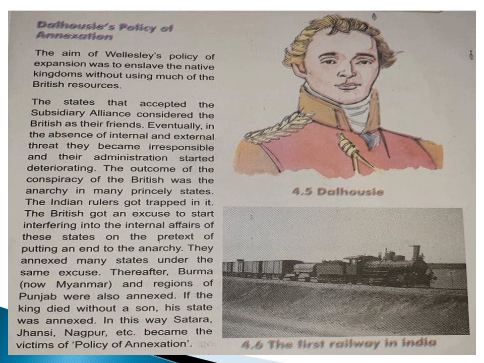The British started to interfere in the internal matters of the states. They annexed many states. If the king died without a son, his state was annexed. In this way, Satara, Jhansi, Nagpur, etc. became the victims of the policy of annexation.